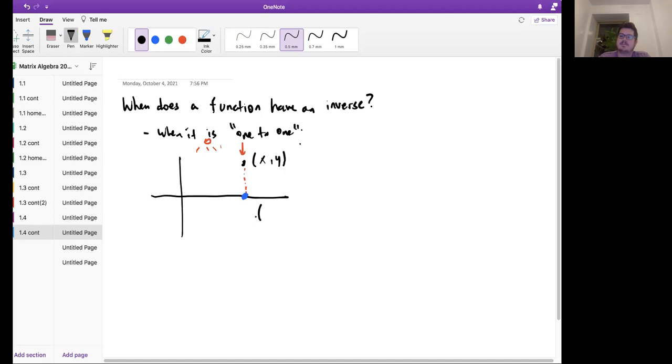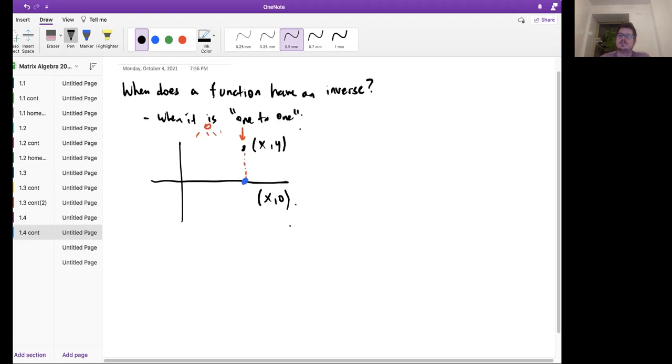What point is that? I'm shining a light straight from the point towards the x-axis. It would be x, 0. If this was 4, whatever, this would shine down to 4, 0. So the idea is we're keeping the x the same, but we're just dropping all the y to 0. Why is that not 1-to-1?